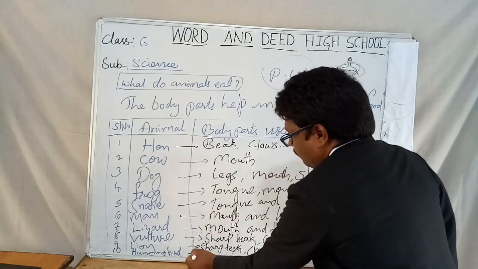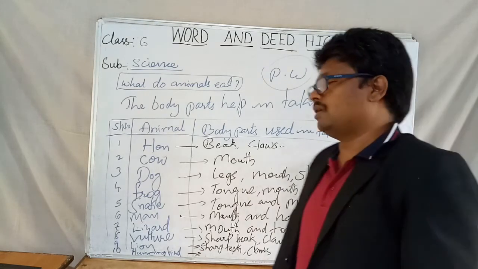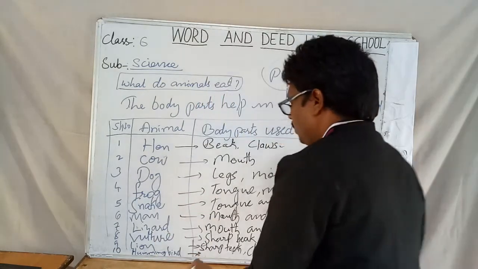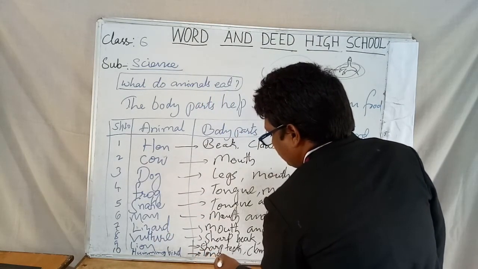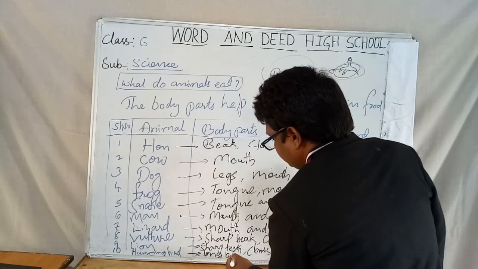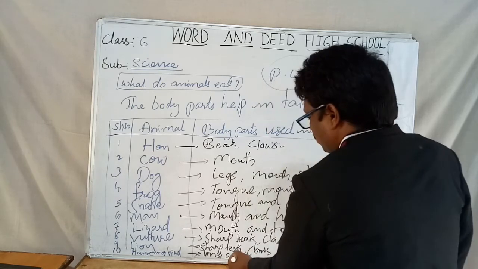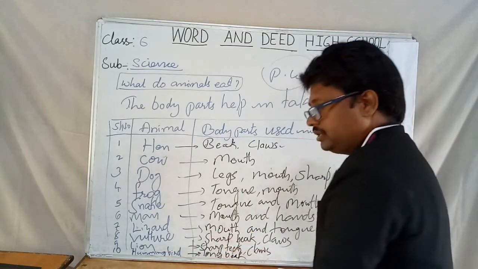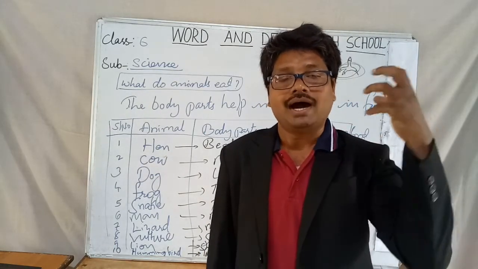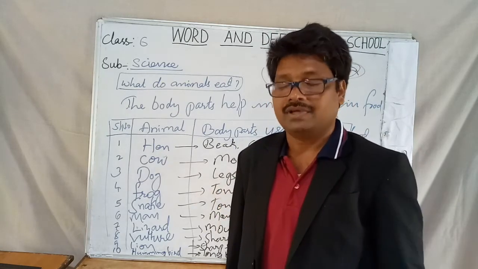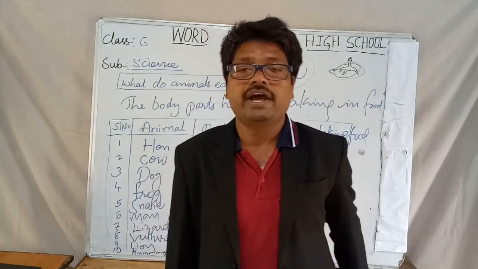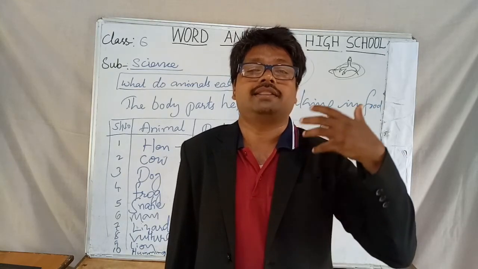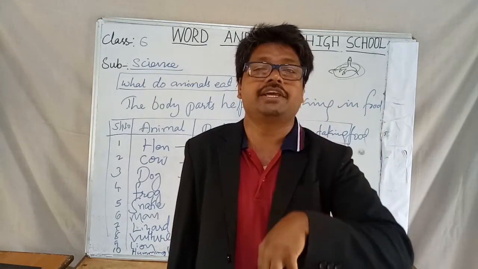Next, the last one, hummingbird. How does a hummingbird collect its food? It collects its food with the help of a long beak. Students, if you are not able to understand the letters here, please listen to my voice and try to understand the letters. This is how the animals collect food, and they use body parts in taking in food.